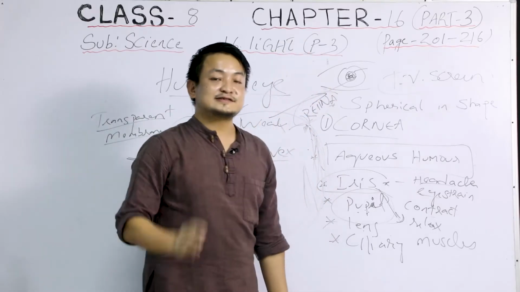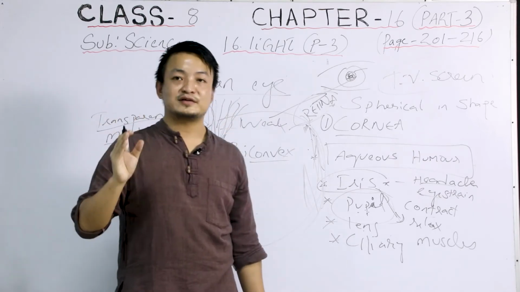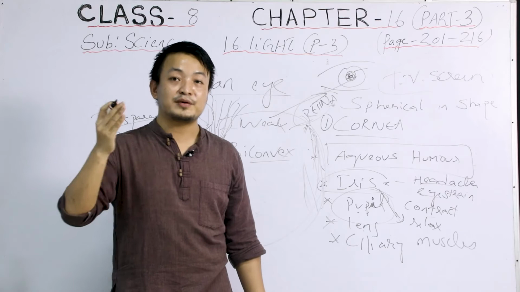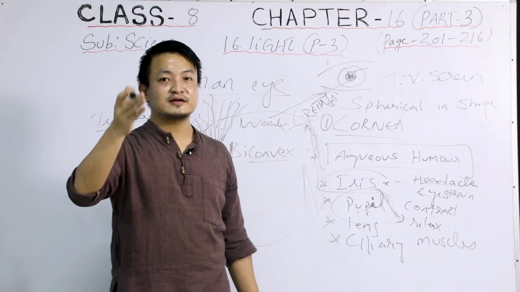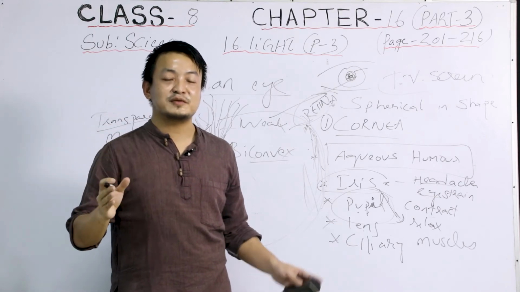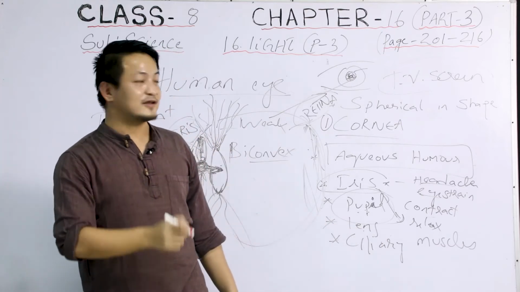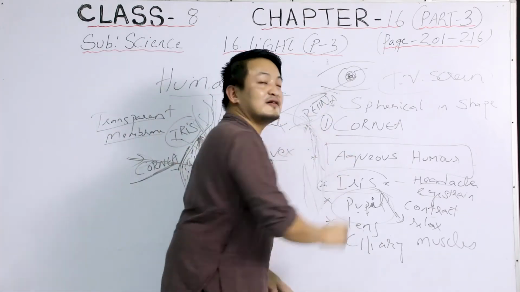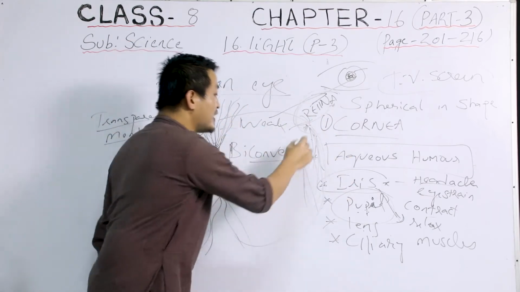Now see, it's amazing, right? Even if you don't see, if you imagine something, say Paris, or maybe London, if you just close your eyes and imagine, you get a picture in a big screen inside your eye, right? So that is the retina. Retina is like a TV screen in our eye.